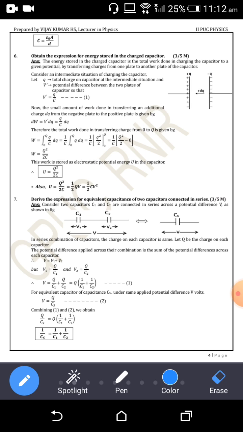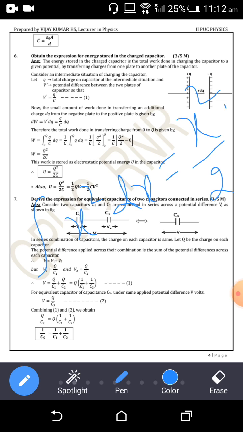As you know, what is the integration of x square dx? Integration of x square dx is nothing but written as x cube by 3 plus c.